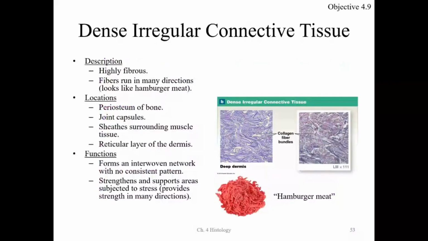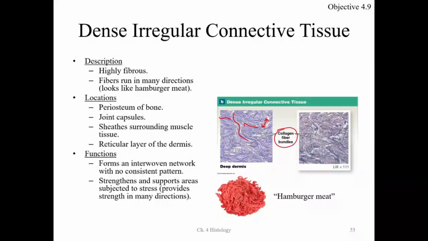Dense irregular. To me, it looks like hamburger meat. The fibers don't run in one direction. They go everywhere. They are running in bundles, but the collagen fibers go in multiple directions, many directions, like hamburger meat.